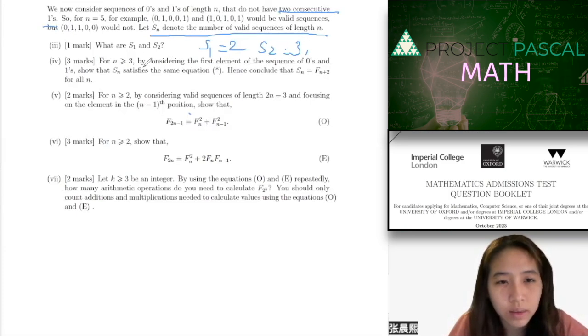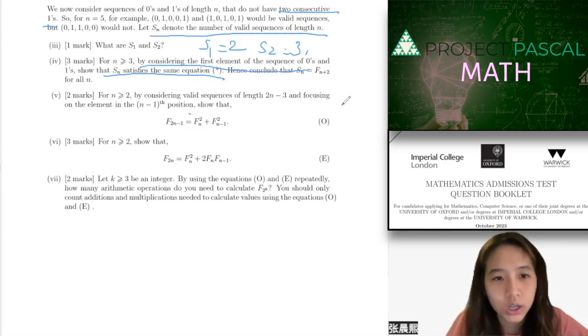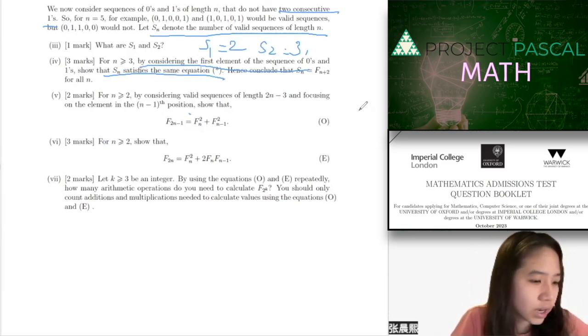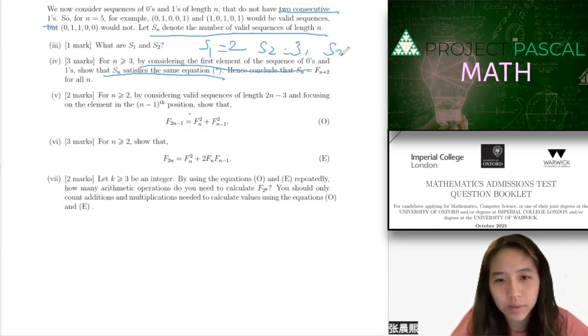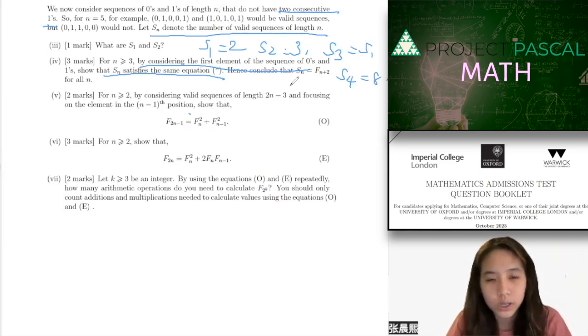Then it says that by considering the first element of the sequences, show that it satisfies the Fibonacci equation. And I think this one shouldn't be too complicated because you observe the sequence, it's 5 and so it gets to 8. So you realize that it's basically the Fibonacci sequence, but shifted by 2 first. And this part I won't go through too much because you can basically just induct to get this property that it's Fibonacci, that's all.